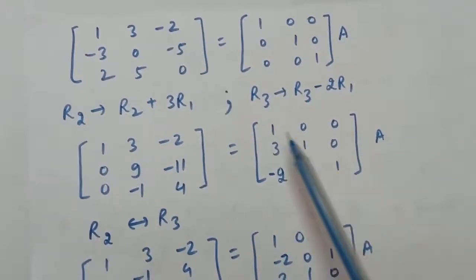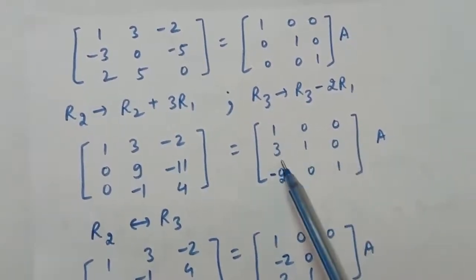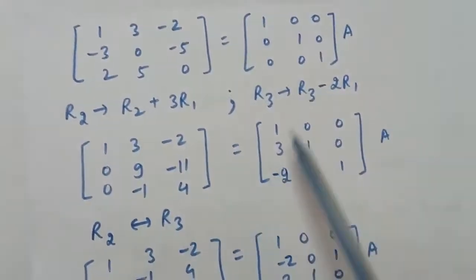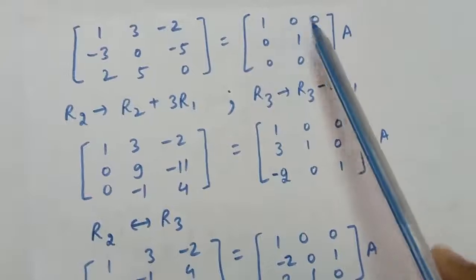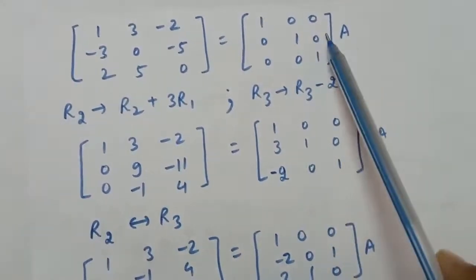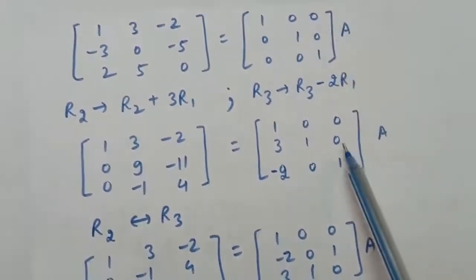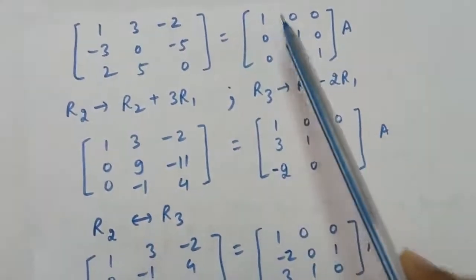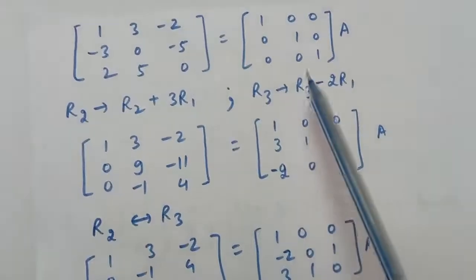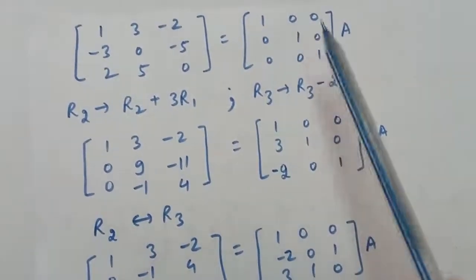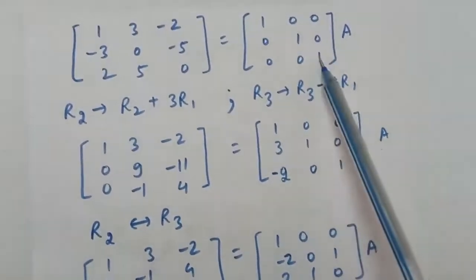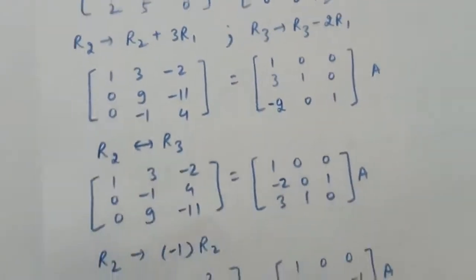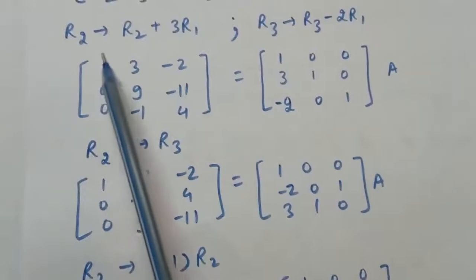Similarly apply here. Row 1 will not change. Row 2: 0 plus 3 times 1, 3. 1 plus 0 times 3, 1. 0 plus 0 times 3 is 0. Now in row 3, 0 minus 2 into 1, minus 2. 0 minus 2 into 0, 0. And 1 minus 2 into 0 is 1. Clear? Now we are done with the first column.